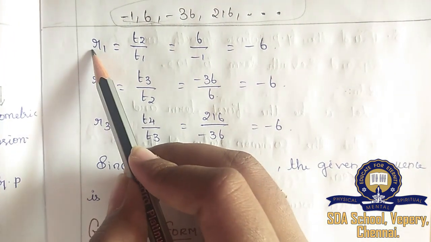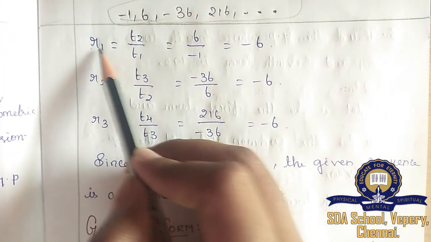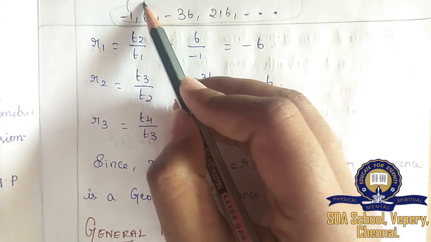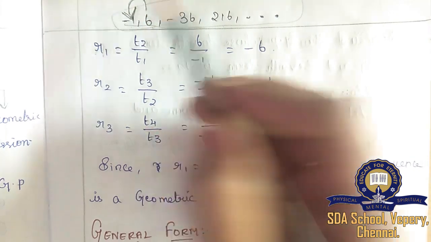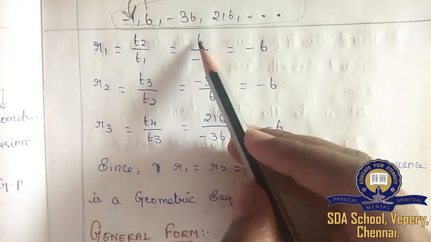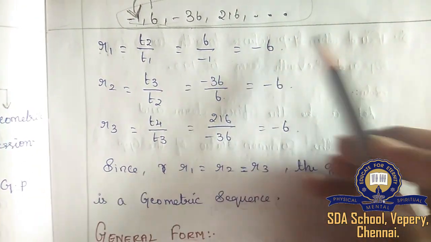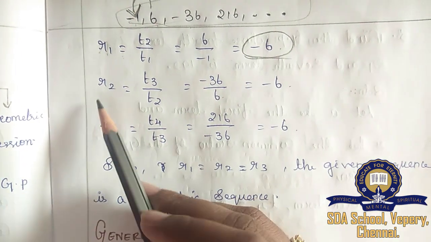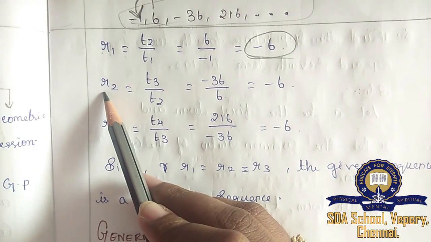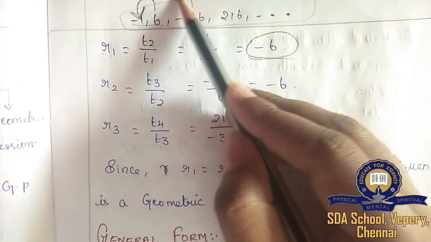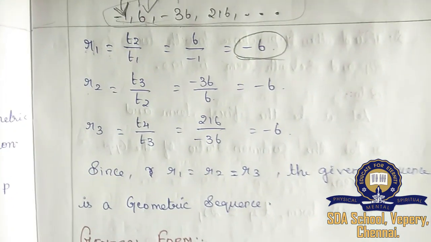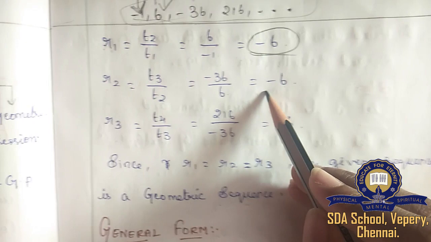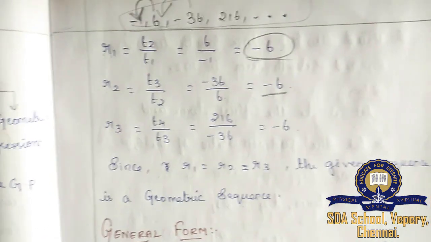So here I am going to find the first ratio, R1. How to find the first ratio? First I divide the first two terms, so T2 divided by T1. What will be your answer? 6 divided by minus 1 is equal to minus 6. So common ratio 1 is minus 6. Then I want to find ratio 2, the second ratio: third term divided by second term. Minus 36 divided by 6, answer minus 6. Here also the same common ratio, right?